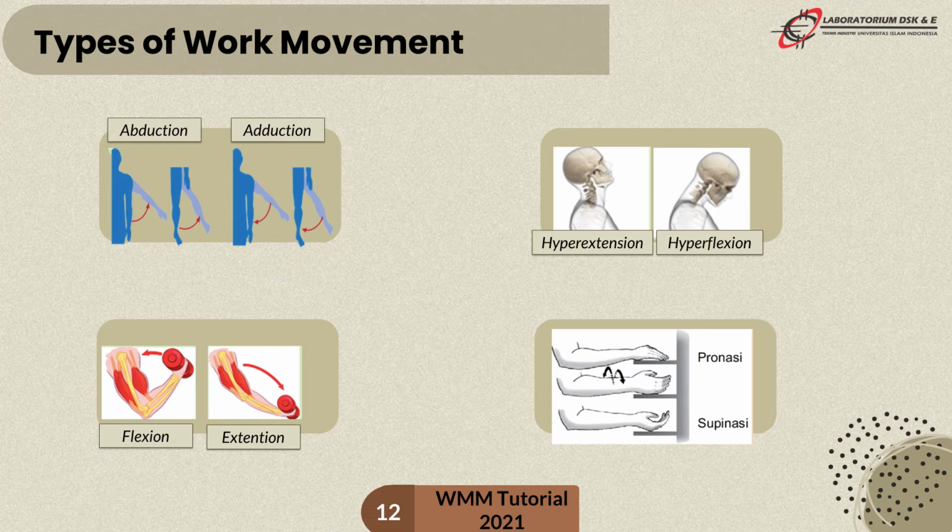Hyperflexion is when a joint is flexed beyond its normal range of motion or bow. Pronation is the rotation of the limb inward, face down. Supination is a sideways rotation towards the outside of the limb.